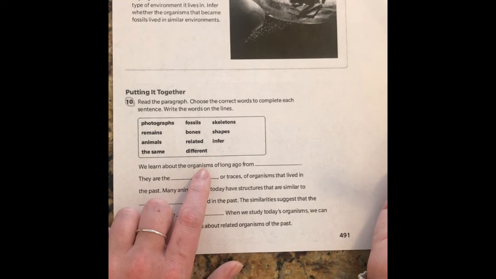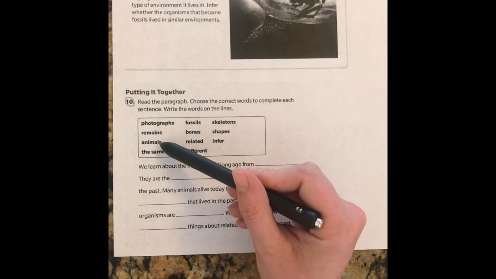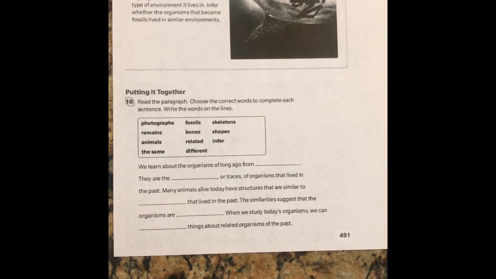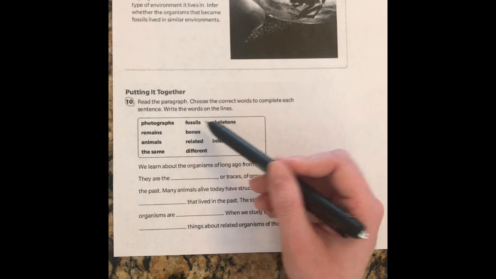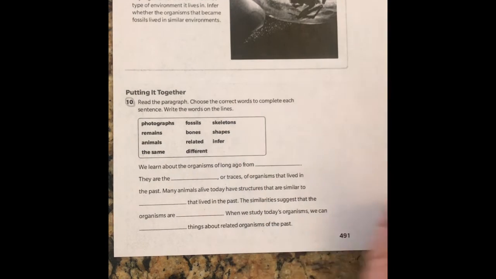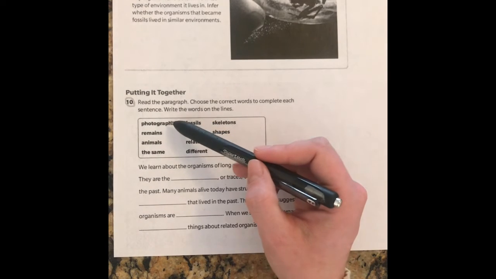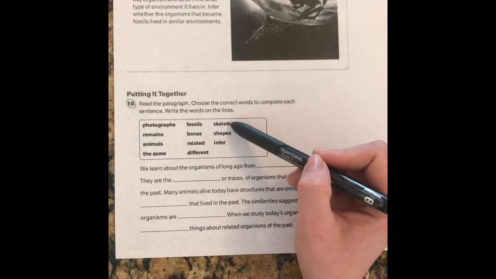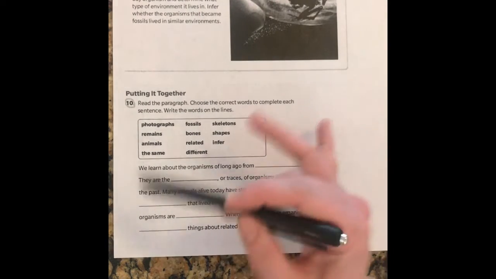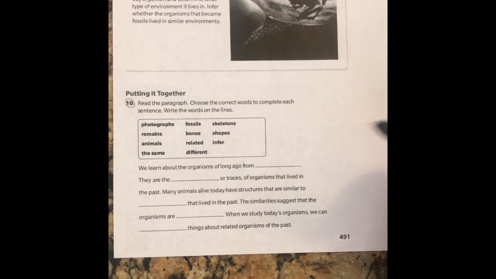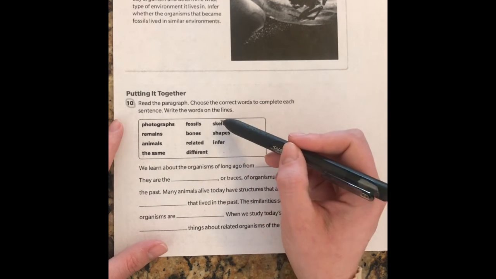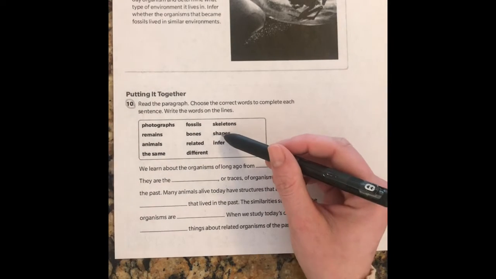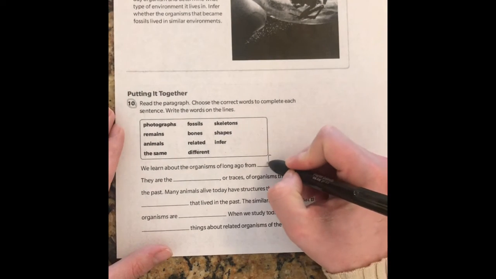Remains. So the remains are what's left over of an animal or creature. That could also make sense. From animals, no. From the same, that does not make sense. I'm seeing 3 other terms that might make sense. So you could argue photographs, remains, bones, skeletons, fossils. All of those would make sense, but fossils really encompasses the skeletons, the bones, and the remains, and like the shapes. So fossils would be the best answer here.